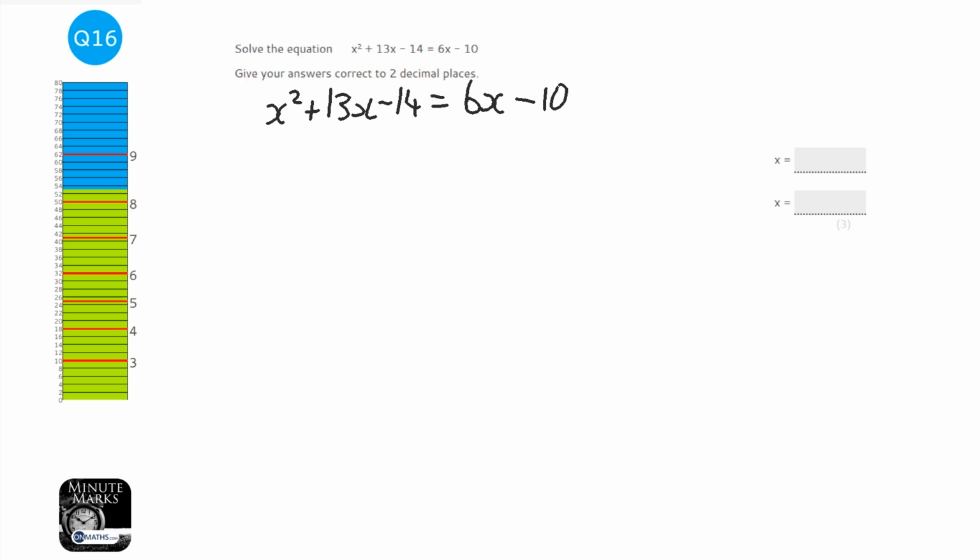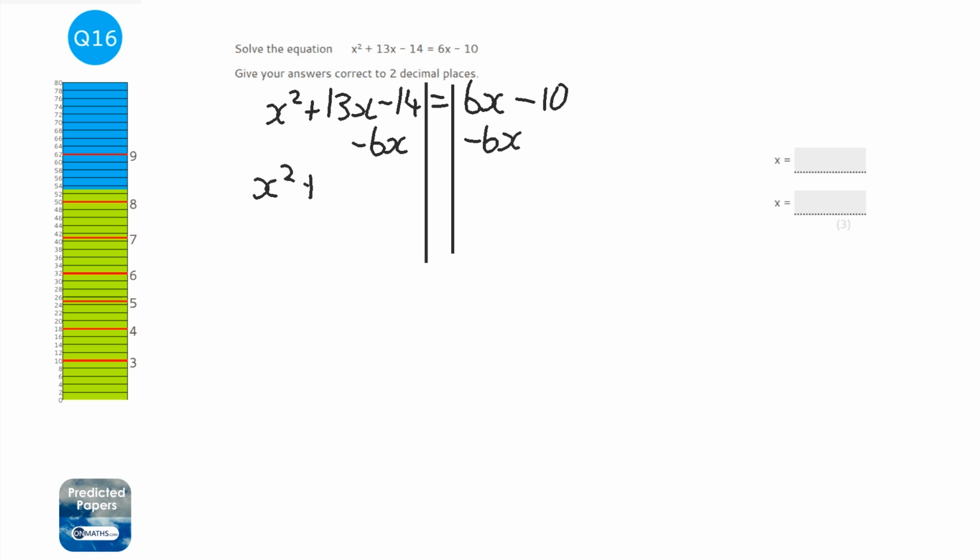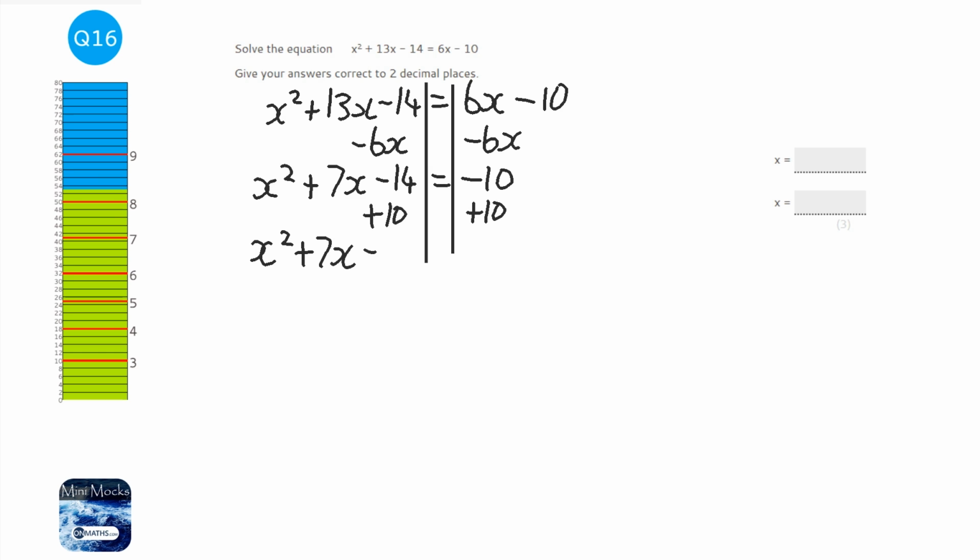And then I'm going to draw my lines down so I can show the examiner what I'm doing. So the first thing I'm going to do is take away 6x both sides. So it's going to be x squared plus 7x minus 14 equals minus 10. And then I'm going to get rid of that minus 10, so I'm going to add 10 to both sides. So it's going to be x squared plus 7x minus 4 equals 0.